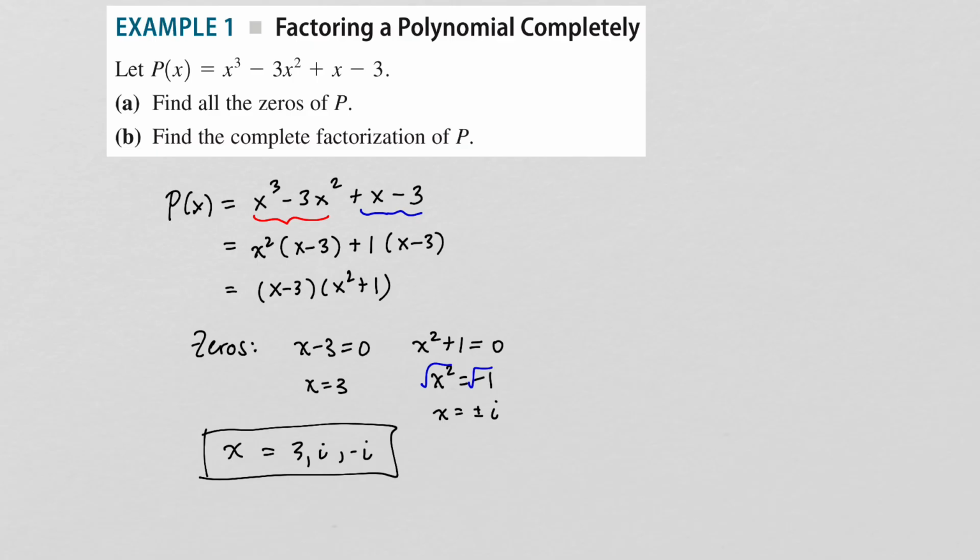You'll notice that we have 3 total zeros. And now the complete factorization, using these complex numbers i and negative i, we can factor this into x minus 3, x minus i, and x plus i. And this is the complete factorization of p of x.